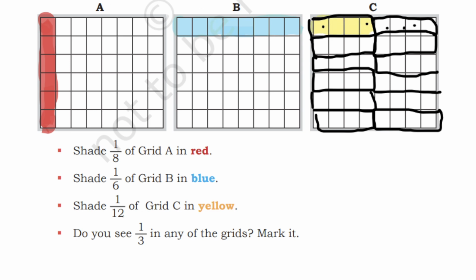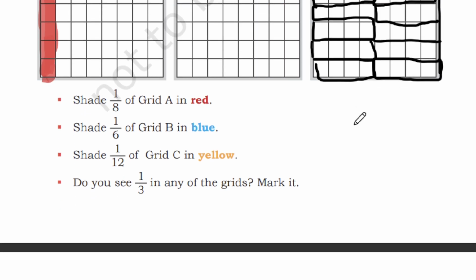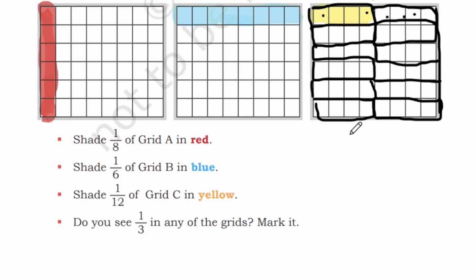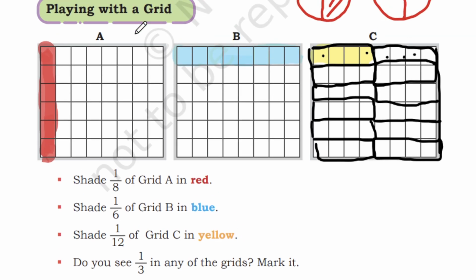Okay. Next. So next, do you see 1 by 3 of any of the grids? Mark it. So 1 by 3 means, you have to divide 3 parts here and here. If you divide, you will get 1 by 3. So this part and this part if you mark, you will get 1 by 3. So mark it. A you can do.